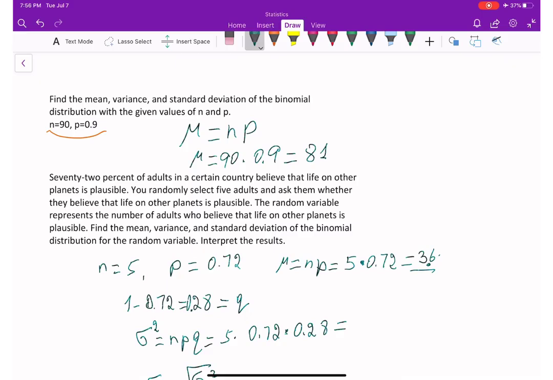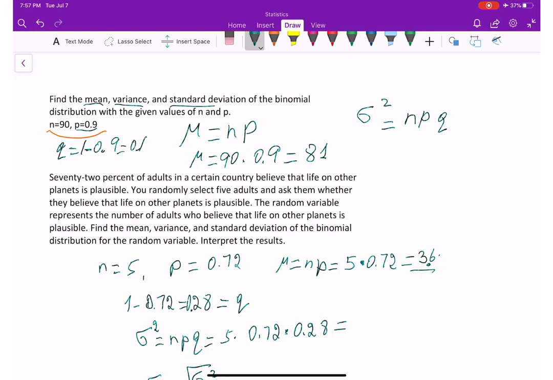variance, so mean, variance, standard deviation. Variance, sigma squared, is going to be n times p times q. So if p is 0.9, q is going to be 1 minus 0.9, always, because q is equal to 1 minus p. Because q is a complement of p, which means if p is 0.6, q is going to be 0.4. If p is 0.8, q is going to be 0.2. Okay, so here it's going to be 0.1.